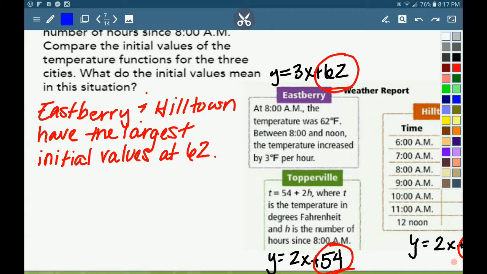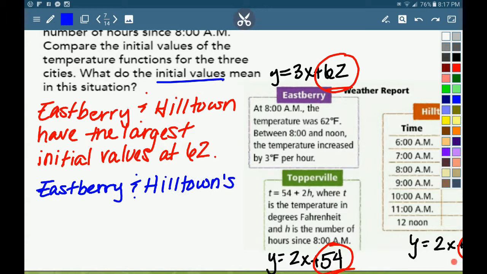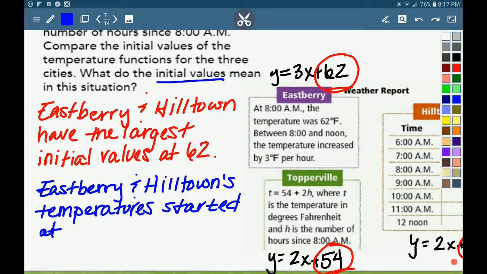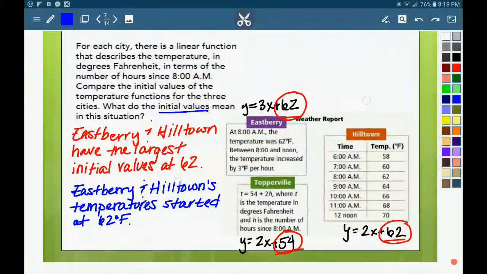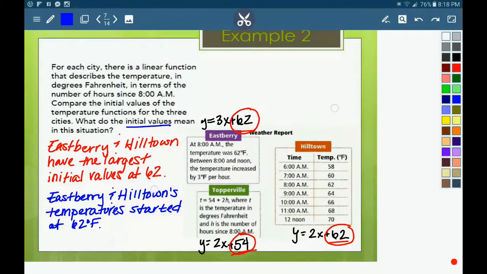And now I just need to write what that means in context. So again, initial values are start points, and we're talking about temperature here. So this means that both Eastbury, that's an E, and Hilltown, their temperatures started at 62. Okay, and I'm just going to mention those. You can say Topperville as well, but you would just be stating the same thing, that Topperville's temperature starts at 54 degrees. So remember, initial value is always the start point. All you have to describe is what the situation is talking about, and initial value is wherever it starts.